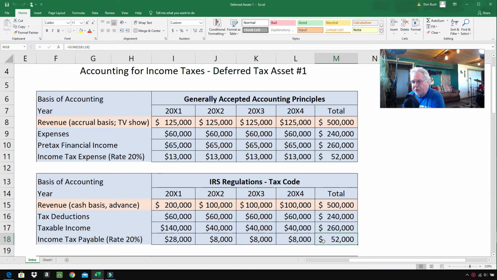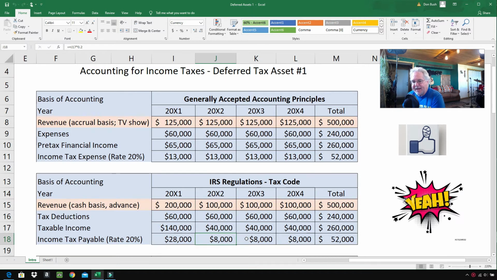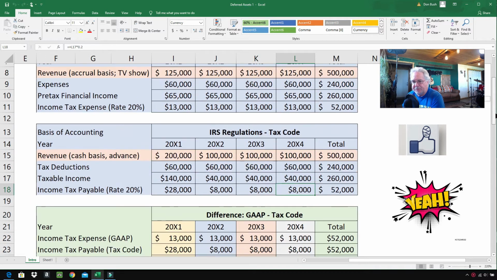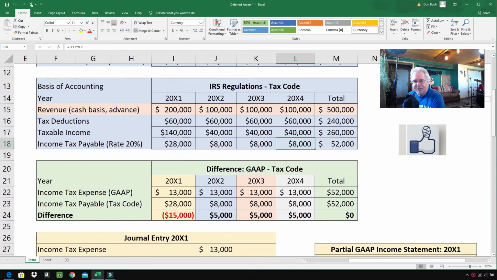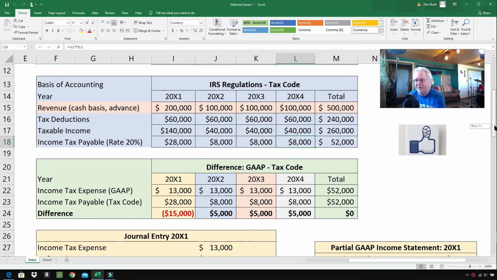And the total tax to be paid for this reality TV show is $52,000, which matches the amount in income tax expense. So to put it one other way, in the first year, it is very much like they are paying taxes in advance, in a sense. And since they're paying taxes in advance, which is one way to look at it, they will pay less tax in future years. So let's go down to the next chart here. So far, so good, I hope. So this third chart is just a summary of the top two charts.